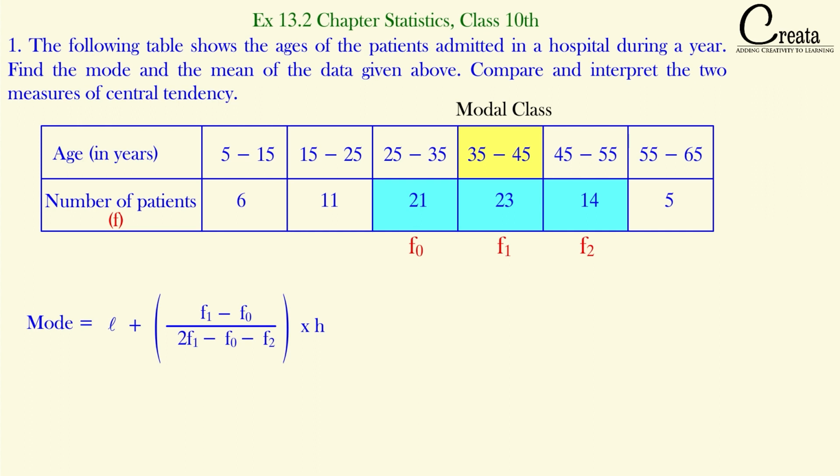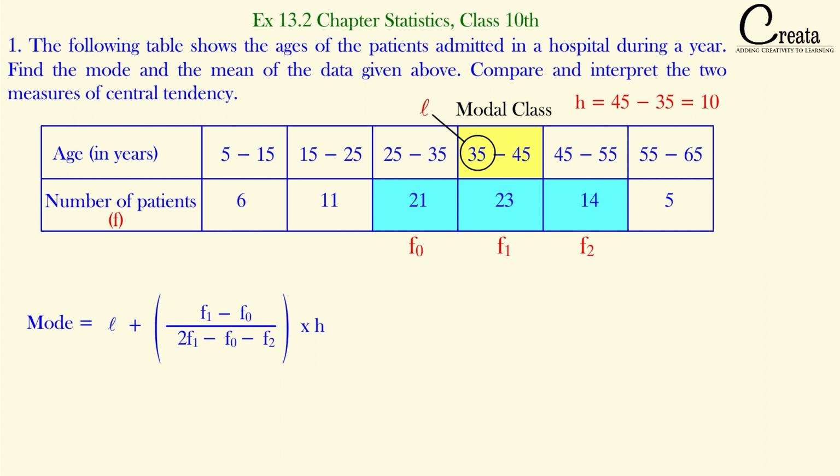Further, let's find the values of L and H. L is the lower limit of the modal class. Here our modal class is 35 to 45. 35 is the lower limit and 45 is the upper limit. So we got the value of L as 35. And what is H? H is the class interval. How do we calculate the class interval? It is upper limit minus lower limit, which is 45 minus 35, which is 10. Got it? We got all the values.